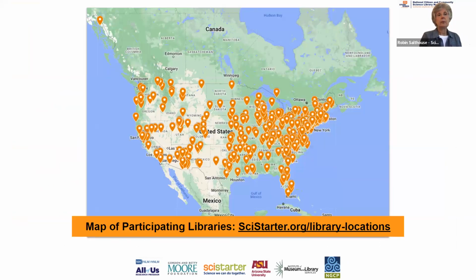And then we are developing a map of all of our network locations, and this is what it looks like right now. I think currently our location map just talks about libraries with circulating kits, but we're going to have it so anybody that's interested in citizen science knows which libraries are aware of it and will help them get involved. Next slide, please.